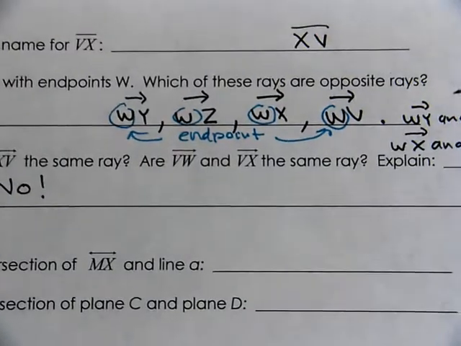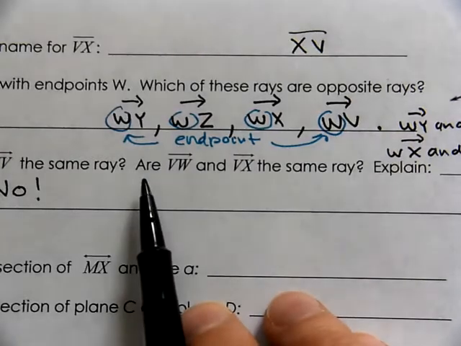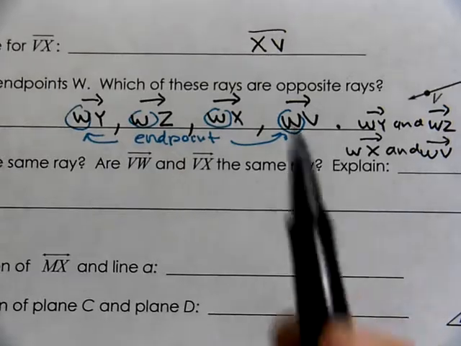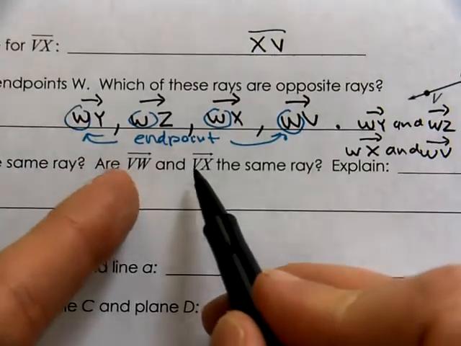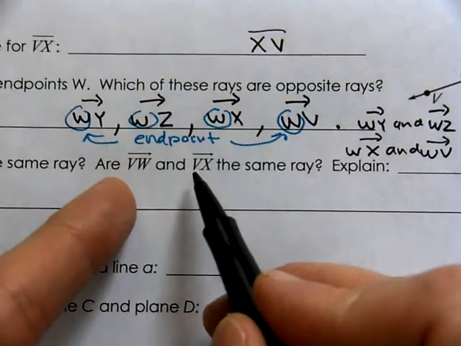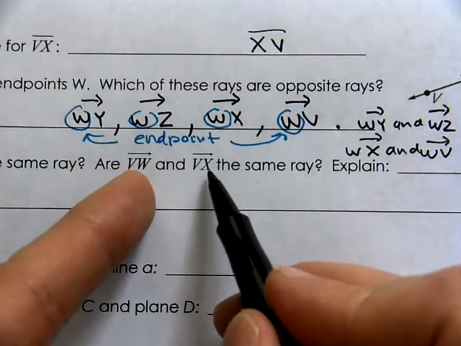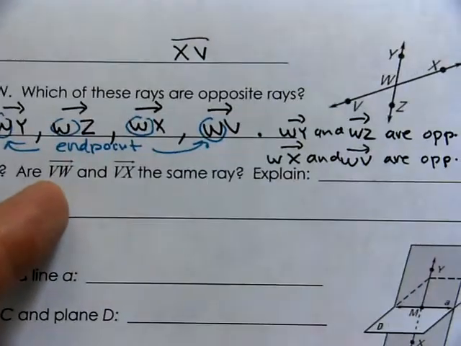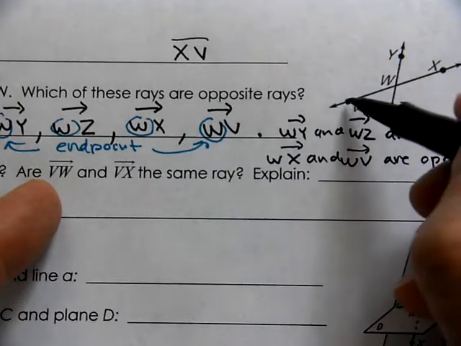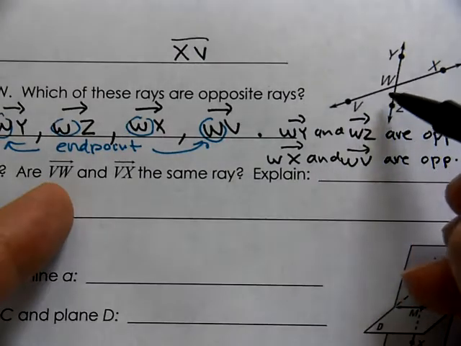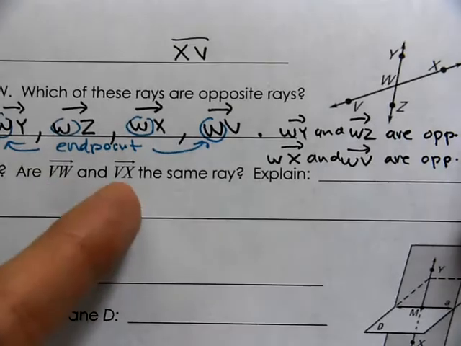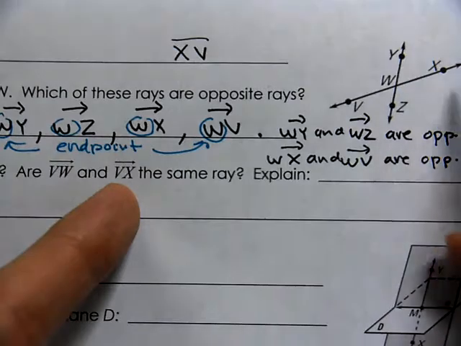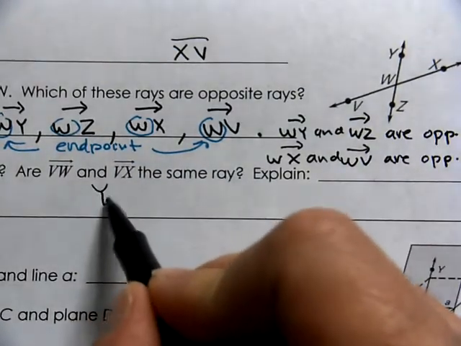What do you think about this next question? Are ray VW and ray VX the same ray? Notice they have the same letter, so they do have the same endpoint. That's good, but we also have to check, are they extending in the same direction? So ray VW says start here at V and extend past W, so that would go to the right. The second name says start at V and go in the direction of X, which is also to the right. So this answer is yes.